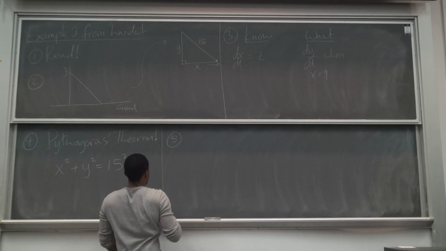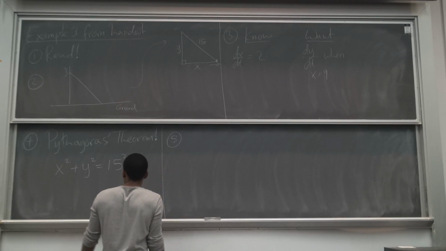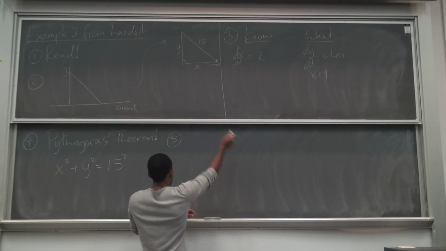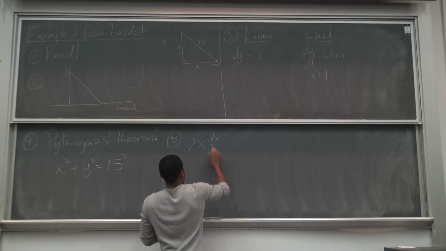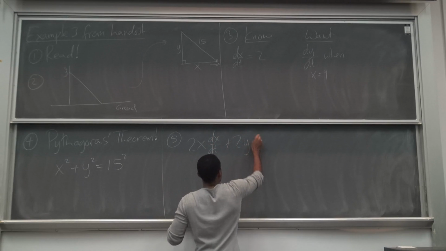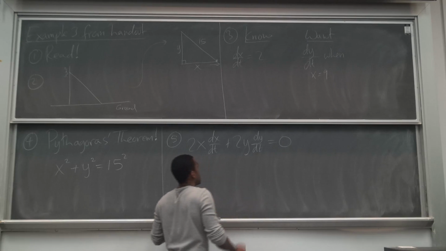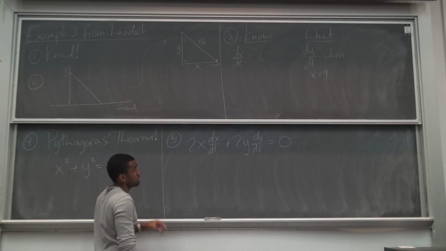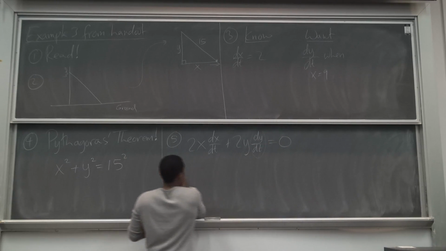Now step 5, what am I going to do? Differentiate implicitly with respect to t. My x is a function of t, my y is a function of t, so I'm doing implicit differentiation with respect to t. What do I get? The derivative of 15 squared is 0. So now, what do I actually want? Let's not forget that. I want dy/dt. I want this guy, so let's solve for that.